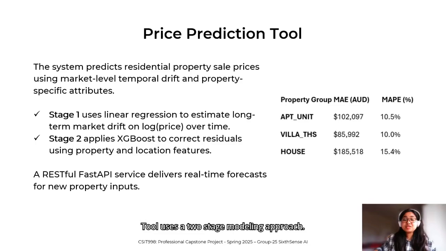The prediction tool uses a two-stage modeling approach. First, a linear regression model estimates long-term market drift in property prices. Then an XGBoost model refines the predictions using features like land size, bedrooms, and location. We train separate models for apartments, villas, and houses, achieving around 10 to 15% error across property types. Finally, a FastAPI service delivers real-time price forecasts for new property inputs.